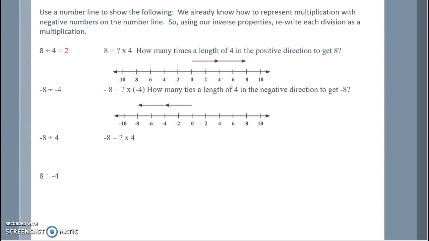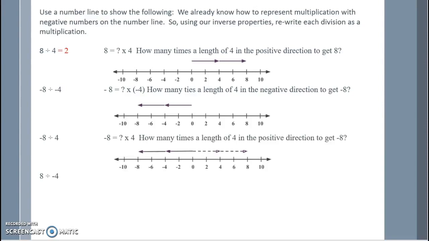Negative 8 divided by 4. Negative 8 equals what? How many times a length of 4 in the positive direction to get negative 8? Again, we have to think, well, we would go in the positive direction this way. However, we need to get to negative 8, so we have to think the inverse or the reverse of that, so negative 2.